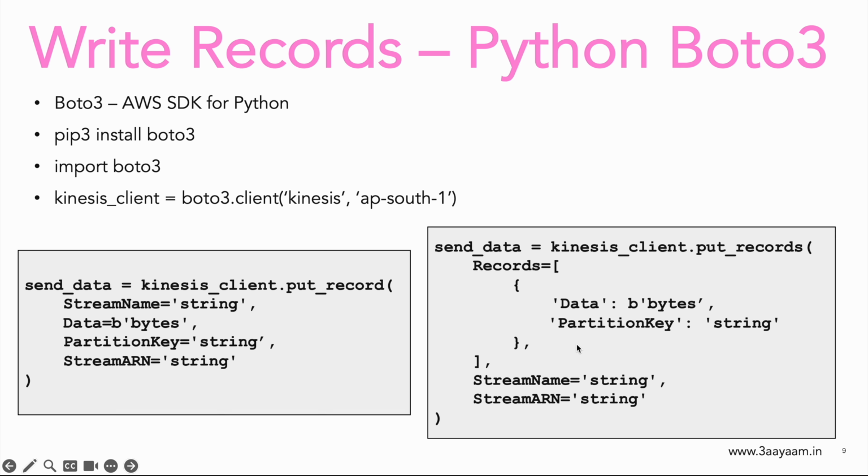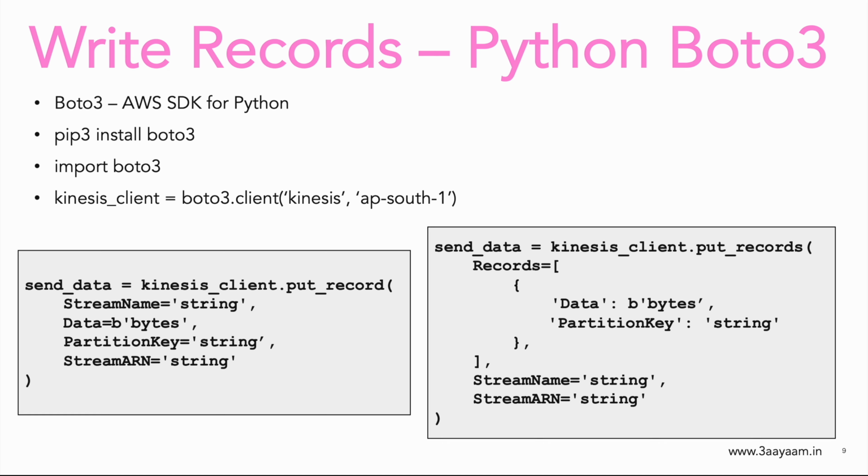So if the record size is less than 1 KB, then we'll be using put_records API. If it is more than 1 KB, then put_record and put_records would be more or less similar. But still, you should do the calculation which API would give you more throughput, or which API can be used to send more business records to Kinesis data streams.